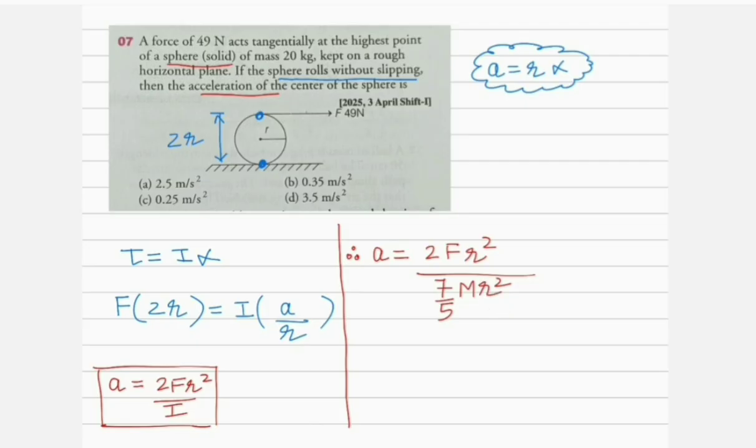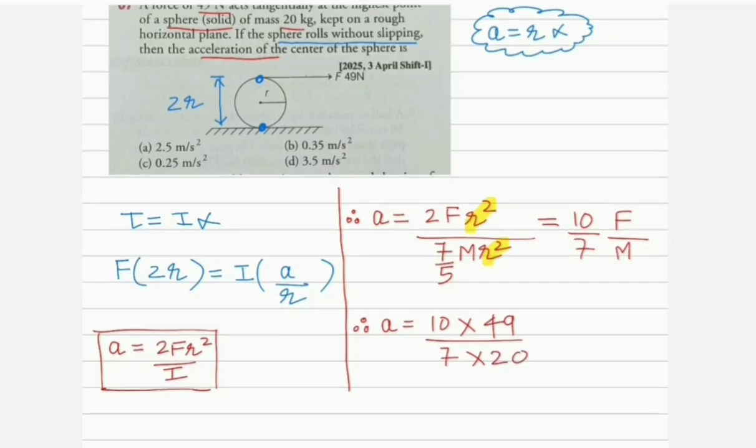Alright. So as you can observe here, r square will cancel out, right? Mass will remain, force will remain. So in the next step this will look like 10 by 7 into f by m. Alright students, so acceleration a will look like 10 into, sir, what is the value of force given to you? That's 49 newton. 49 divided by 7 into mass. The value of mass, students, see the second line, is 20 kilogram.